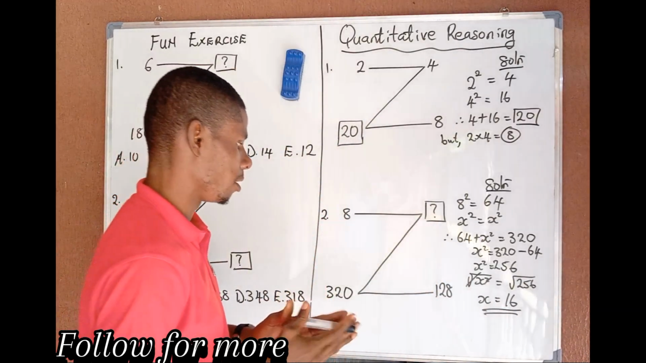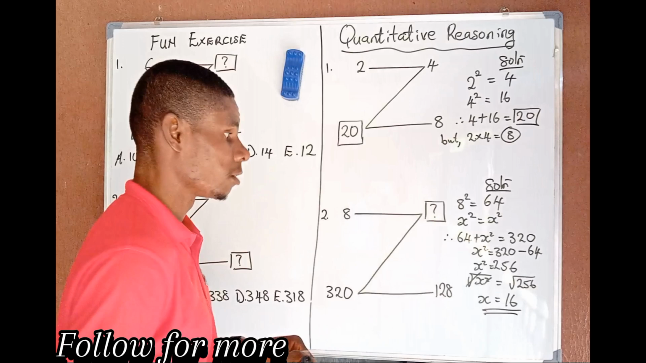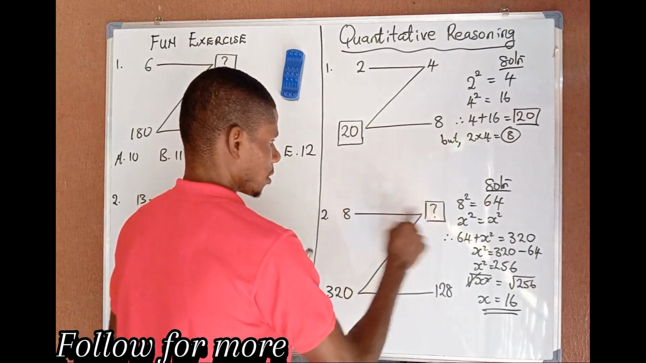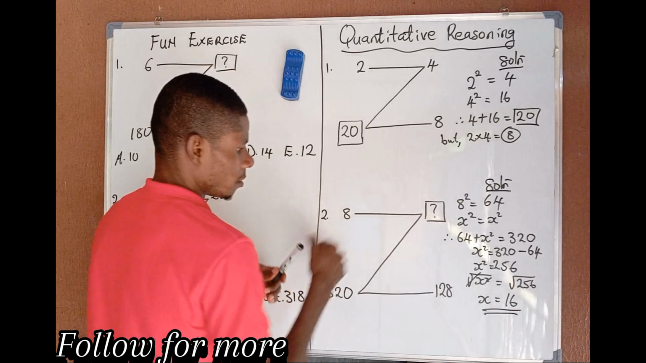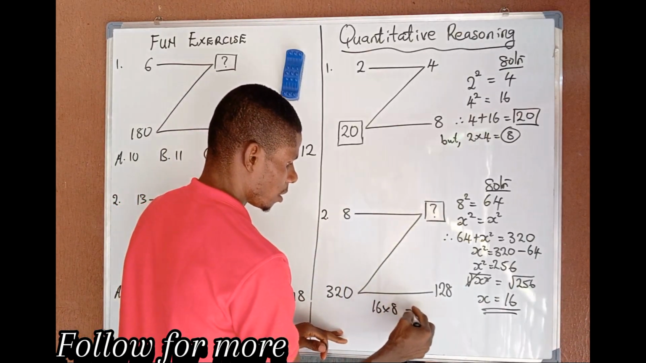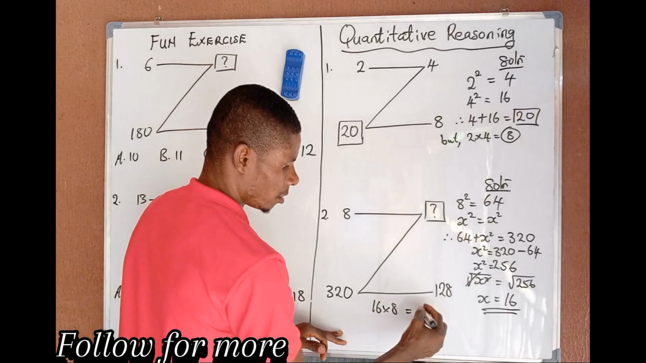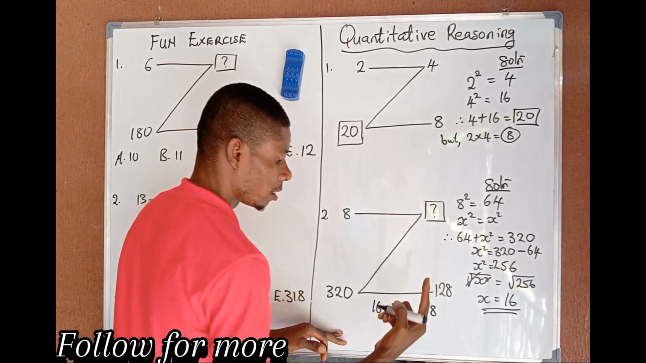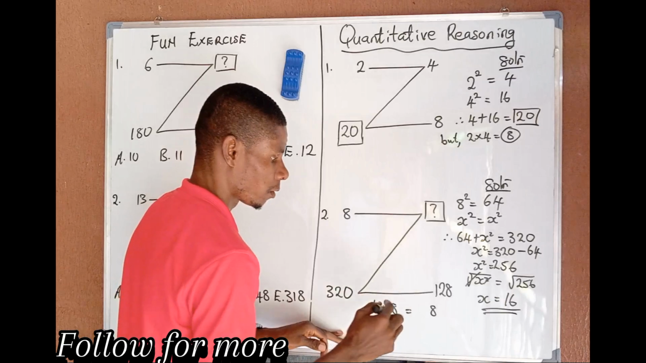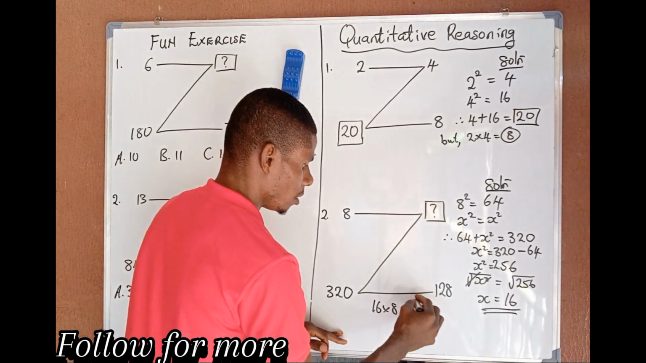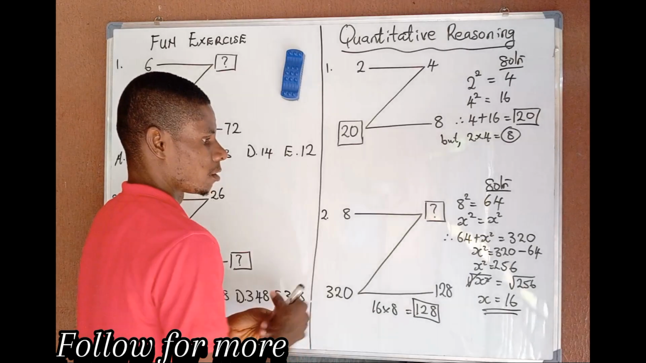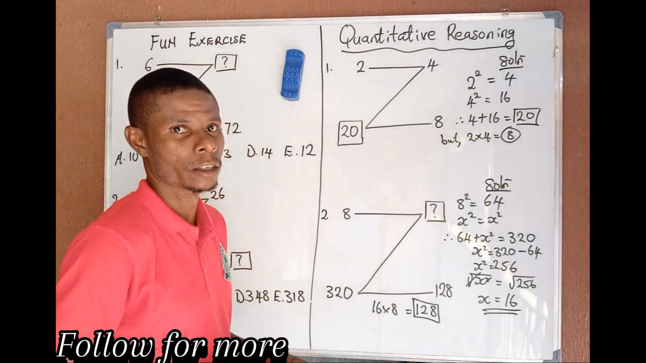Okay, let's confirm whether it is actually supposed to be 16. Let's multiply 16 by 8. So this should be 16 times 8, and this is 8 times 6 is 48. We write 8 carry 4. 8 times 1 is 8. 8 plus 4 is 12. So it's giving us what is here. So here is supposed to be 16, and that is what we have got.